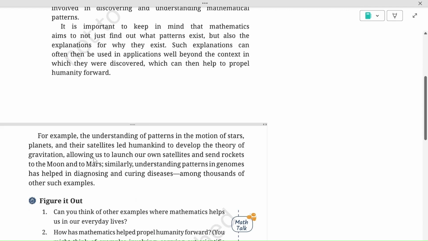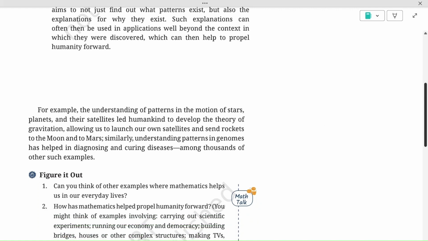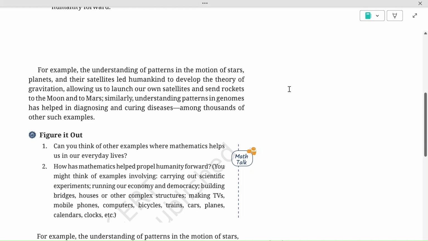Next is an example: the understanding of patterns in the motion of stars, planets, and their satellites led humankind to develop the theory of gravitation, allowing us to launch our own satellites and send rockets to the Moon and to Mars. So when scientists came to know the different patterns involved in the motion of stars and planets, they were then able to create satellites, and by analyzing the data they could launch their own satellites and send rockets to the Moon and to Mars also, right?